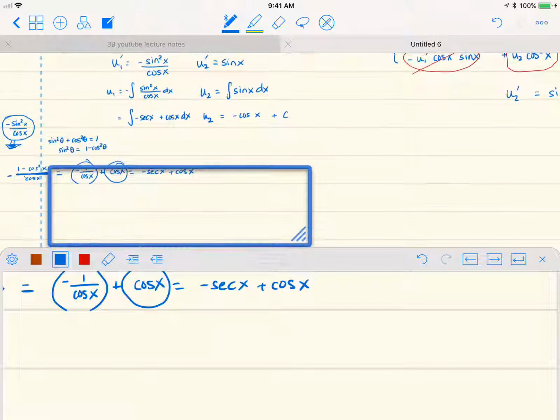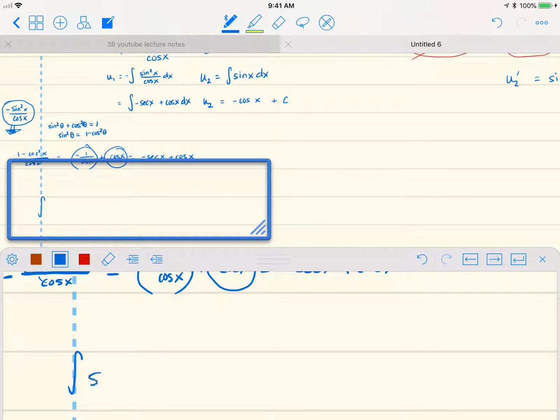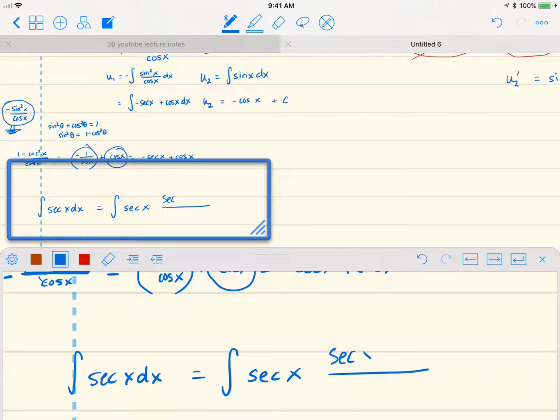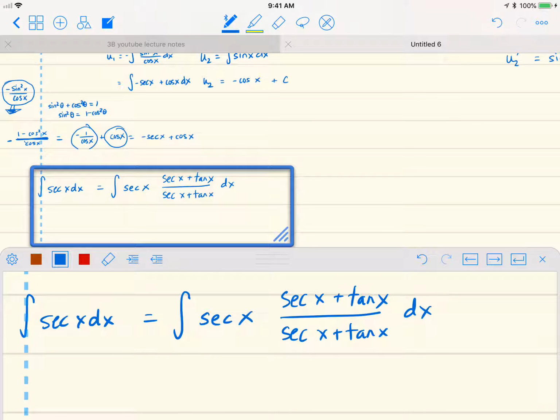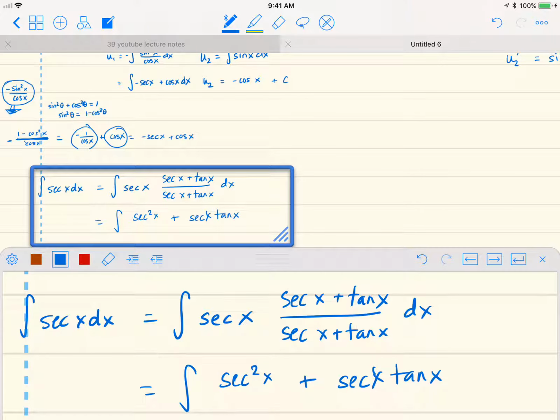Remember there's that old trick for the integral of secant x dx? The key to integrating secant x dx is to multiply by secant x plus tan x in the top and in the denominator. And then what we have is the integral of secant squared x plus secant x tan x in the numerator and secant x plus tan x in the denominator.